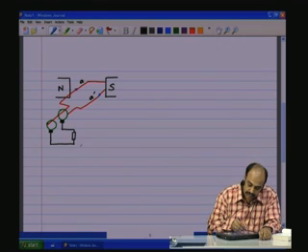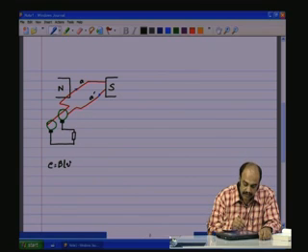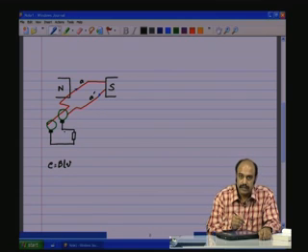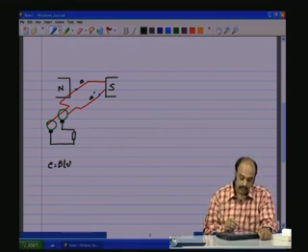And the induced EMF is given by the flux density B, the length of the conductor L, and the velocity with which the conductor is rotating and is cutting across the fields. So, that would be the induced EMF that one would be obtaining for every conductor, and there are two conductors and therefore, there will be twice as much.